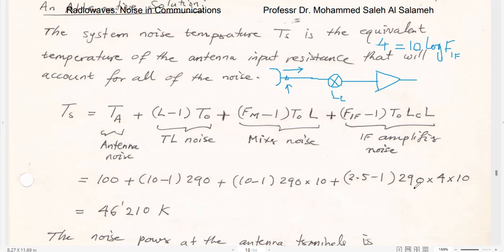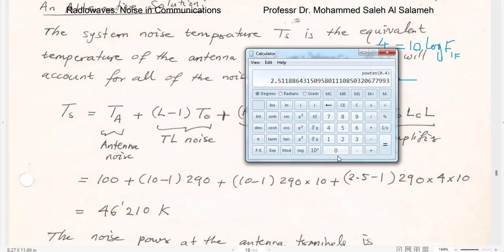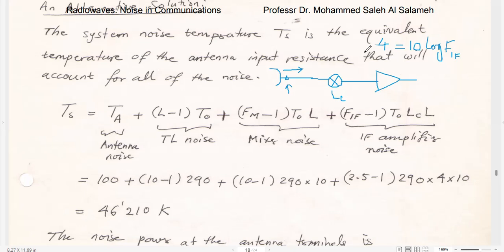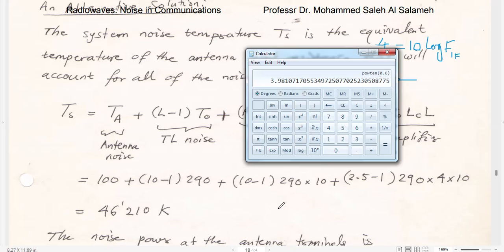Times T naught, which is 290 degrees Kelvin, room temperature. L_C, the conversion loss of the mixer, is 6 dB. Now let's convert also: 6 dB is 0.6, 10 to the power 0.6 is 3.98, around 4. So we put here 4. And finally we have L, the loss of the transmission line. It was 10 dB, which is equal to 10. Now we calculate this number.